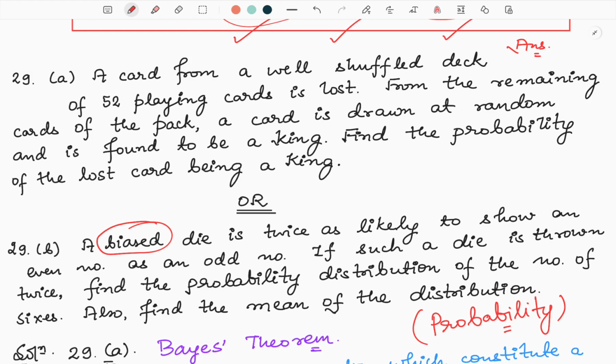Okay, so you have to keep in mind there could be two conditions. If the lost card is itself a king, then the number of kings remaining should be three only after the card is lost. And if the lost card is not a king, then the number of kings remaining in the 51 playing cards should be 4. So there are two conditions for the given question, and then we are asked to find the probability that, if the card drawn is found to be a king, the lost card is a king.